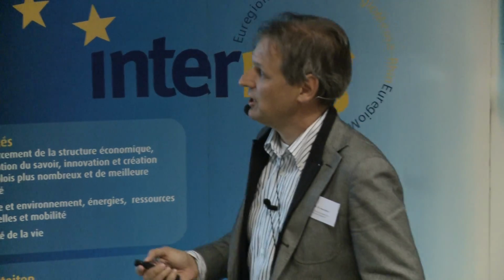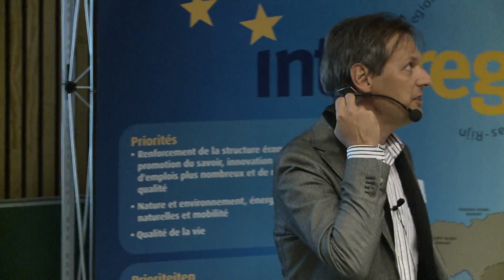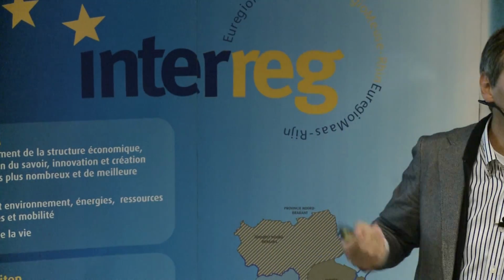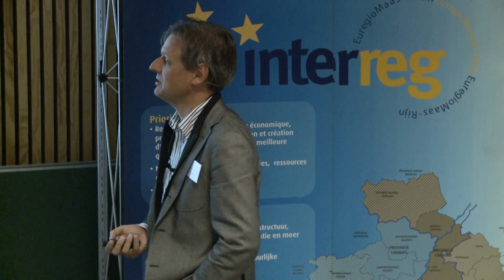So now I change to the second part. It's basically a very simple question. I have a semiconductor between 2 electrodes. It's not organic or inorganic, doesn't matter. I shine light on it, so I make carriers. And the question is now, how much current do I get? What is the photocurrent? Very basic question.